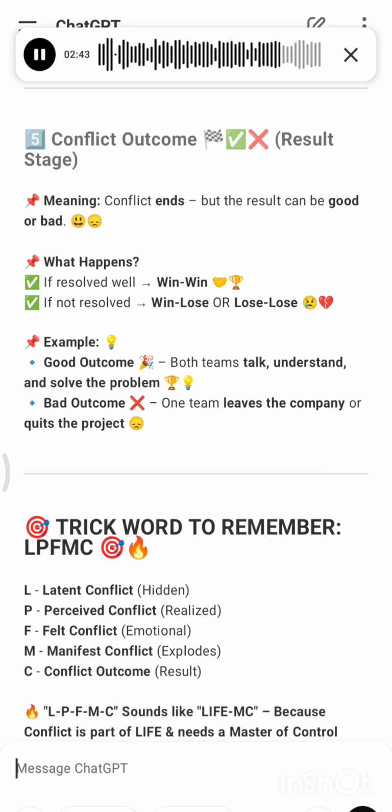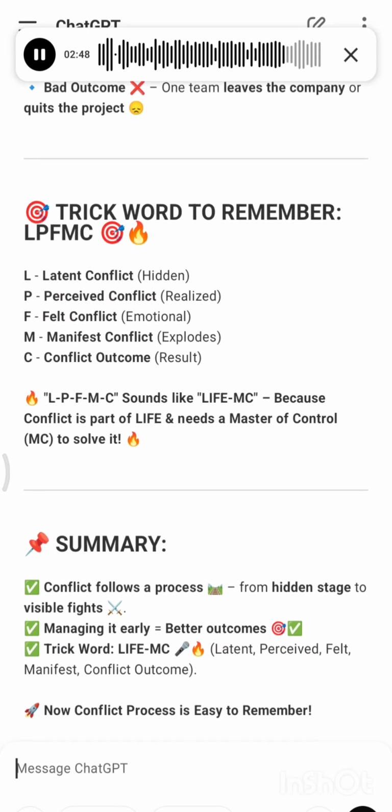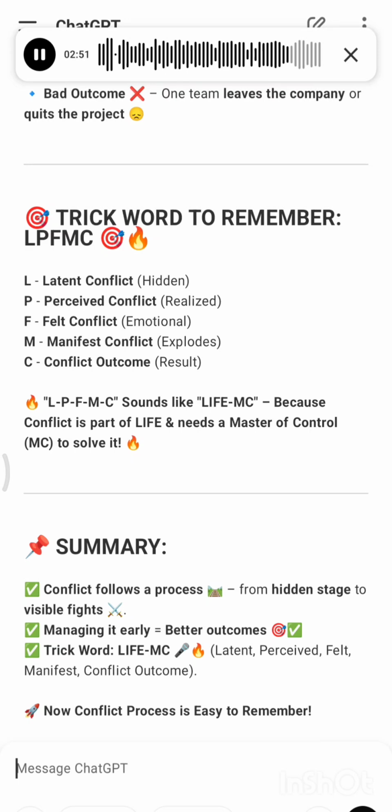Trick word to remember: LPFMC. Latent conflict, hidden. Perceived conflict, realized. Felt conflict, emotional. Manifest conflict, explodes. Conflict outcome. LPFMC sounds like Life MC because conflict is part of life and needs a master of control to solve it. Summary: conflict follows a process from hidden stage to visible fights. Managing it early, better outcomes. Trick word: Life MC, latent, perceived, felt, manifest. Now conflict process is easy to remember.